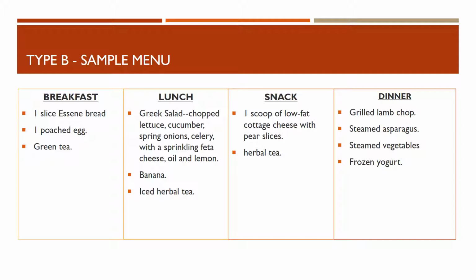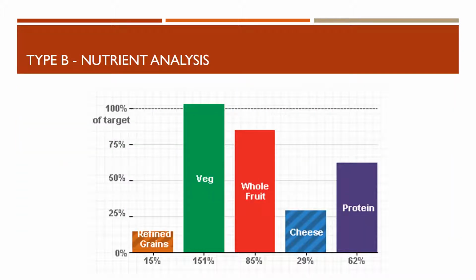So this one's a little more liberal than blood type A, and that includes some meat, but it's still lacking in certain nutrients. And when we look at the food group analysis, we see that refined grains are extremely low on this diet, or the grains group in general. And dairy is also very low. Protein is probably about 60%, and whole fruit probably reaches maybe about 85%. In fact, the vegetable group is the only one that reaches that 100% recommended intake.